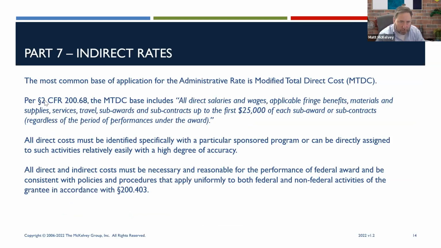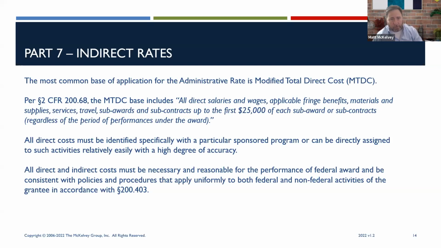For the CFR, the Code of Federal Regulations, this is really detailed, but the base includes all direct salaries and wages, applicable fringe or direct fringe, materials and supplies, services, travel, all those costs I had, except subawards and subcontracts beyond the first $25,000 of each subaward or subcontract. So there are some things that are excluded from that base. For subawardees and subcontracts, the government is basically saying that you as an organization are operating as a pass-through entity, and therefore they don't want you to spread all of your cost over all of the subawardee dollars or grants. So there are some calculations you have to make.